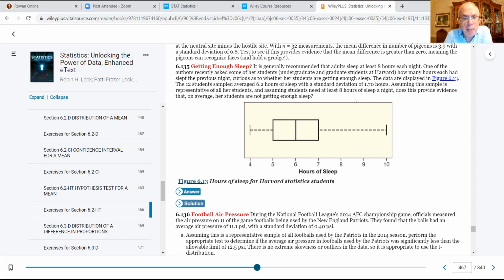All right. It says, assuming this sample is representative of all of our students, assuming students need at least 8 hours of sleep a night. Remember, that's the null hypothesis. Right. Mu is equal to 8. Does this provide evidence on average that our students are not getting enough sleep? What do you mean by not getting enough sleep?